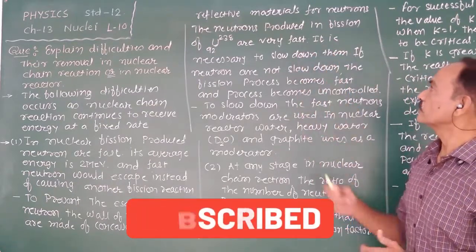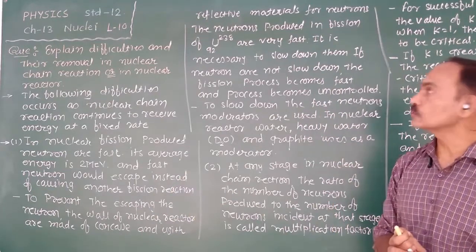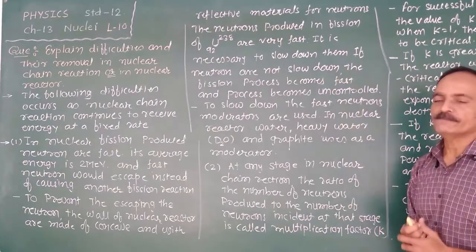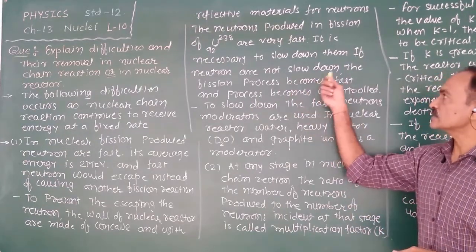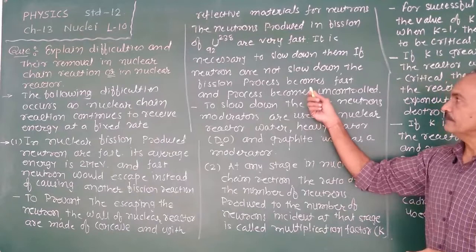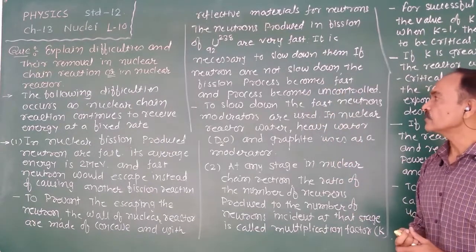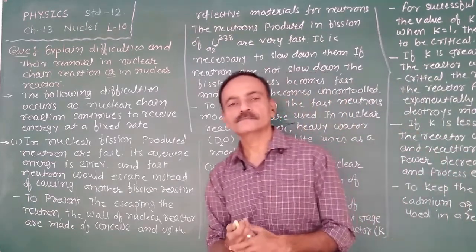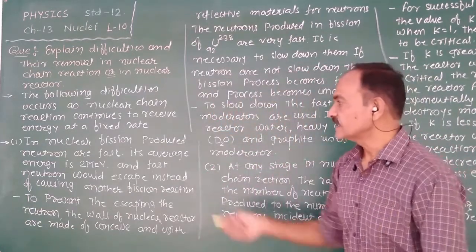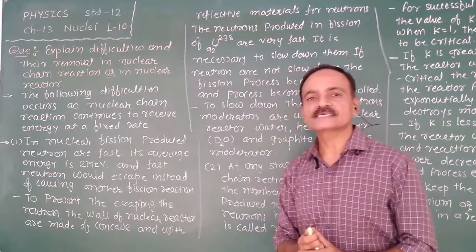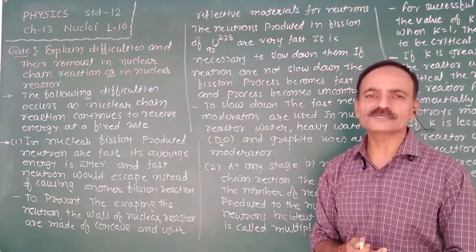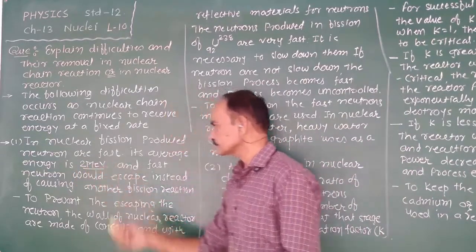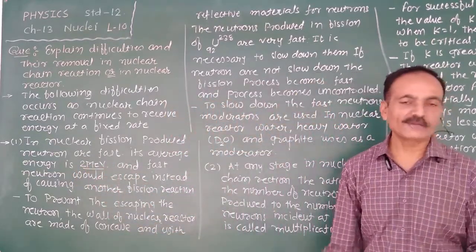And the neutrons produced in fission of uranium-238 are very fast. It is necessary to slow them down. If the neutrons are not slowed down, the fission process becomes fast and uncontrolled. So the first difficulty is that during the fission process, the neutrons produced are very fast and their average energy is 2 MeV. The fast neutrons can escape.